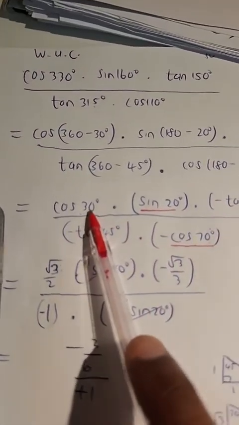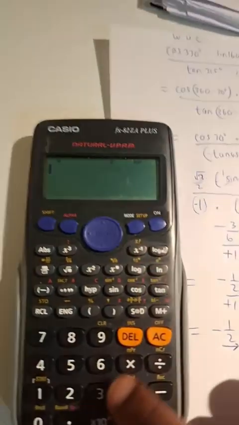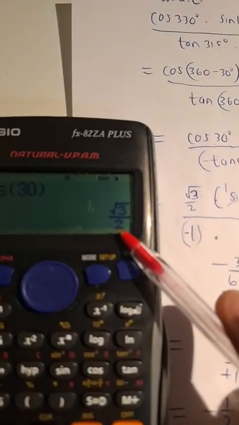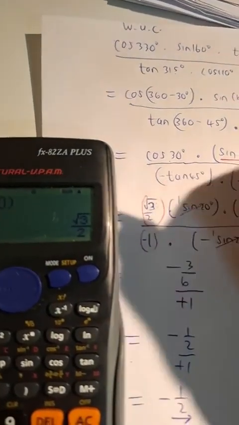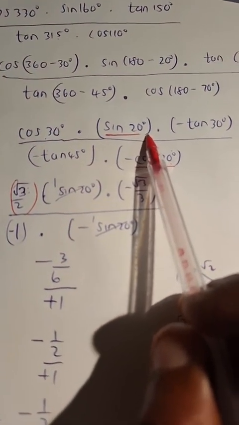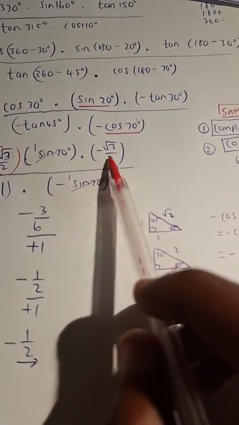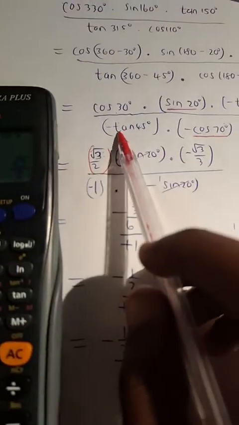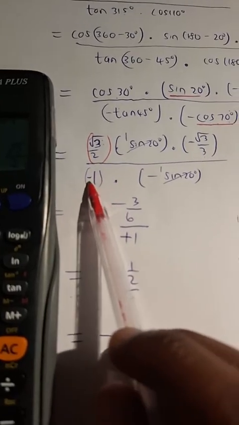Okay, so like I said, we reduced. Cos 30 degrees, I just took my calculator, guys. All I did, I took my cos 30, root 3 over 2. There, I substituted, and I put brackets. Sine 20 obviously is not a special angle, I leave it as it is. Negative tan 30, I put it in my calculator, I got root 3 over 3, it's negative. Minus tan 45, I got 1, it's negative.